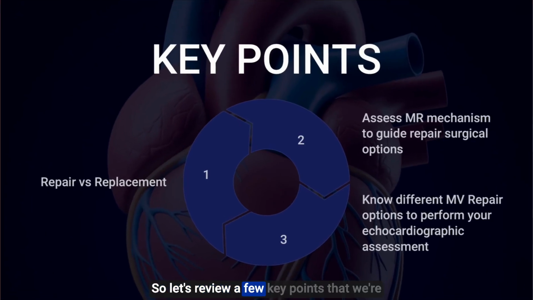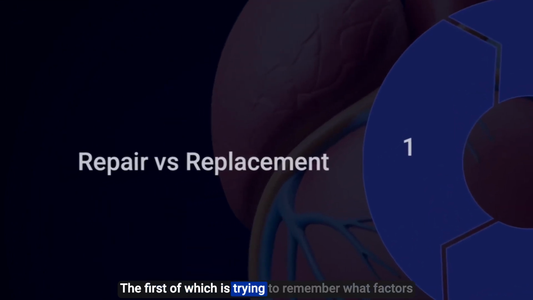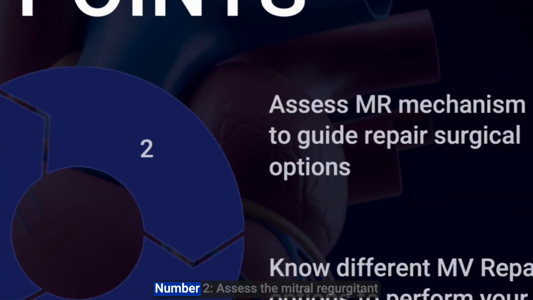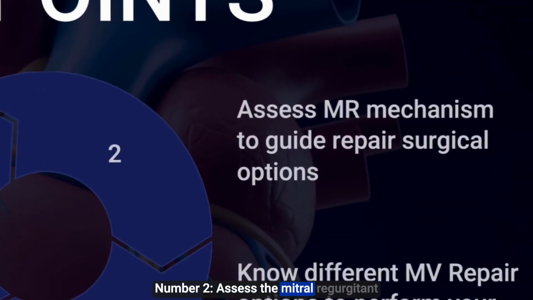So let's review a few key points that we're going to walk away from this episode with. The first of which is trying to remember what factors favor repair versus the factors that favor replacement. These are very clinically relevant and can frequently be used to inform surgical decision-making. Number 2, assess the mitral regurgitant mechanism to help guide repair options. Knowing the mechanism, location, and severity of the MR is important information to give to the surgeon to help them perform the optimal repair for the patient.